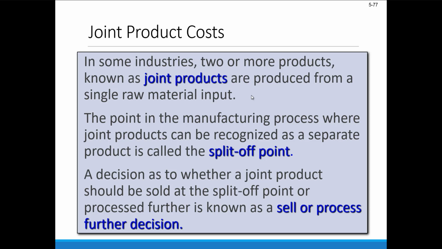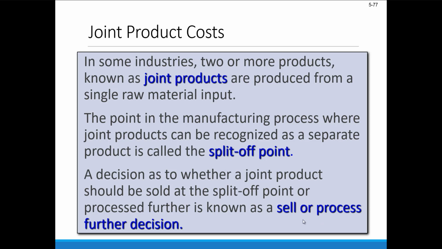So the point in the manufacturing process where joint products can be recognized as separate things is called the split-off point. And the decision of whether to sell at the split-off point or to process further into something else is known as a sell or process further decision.